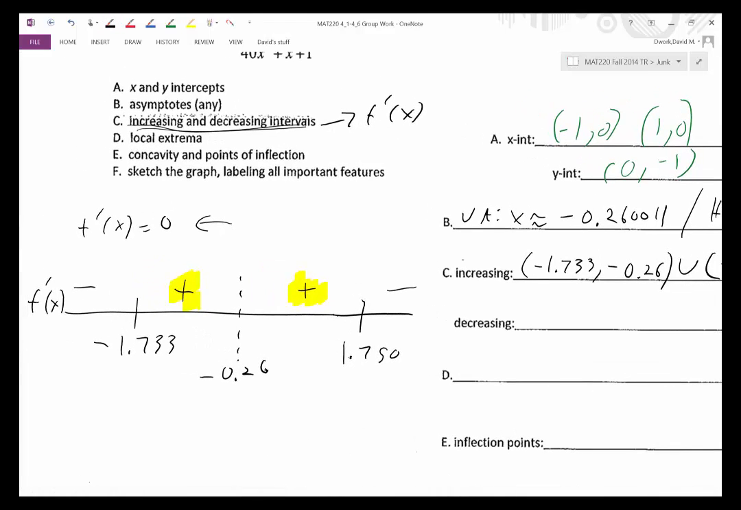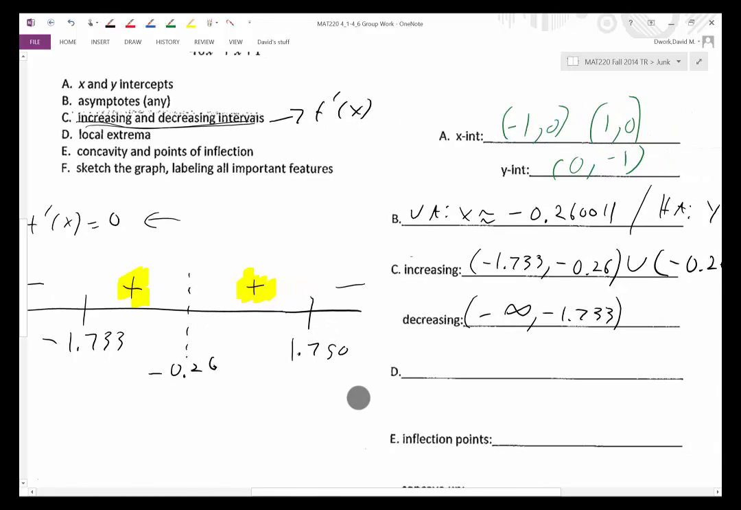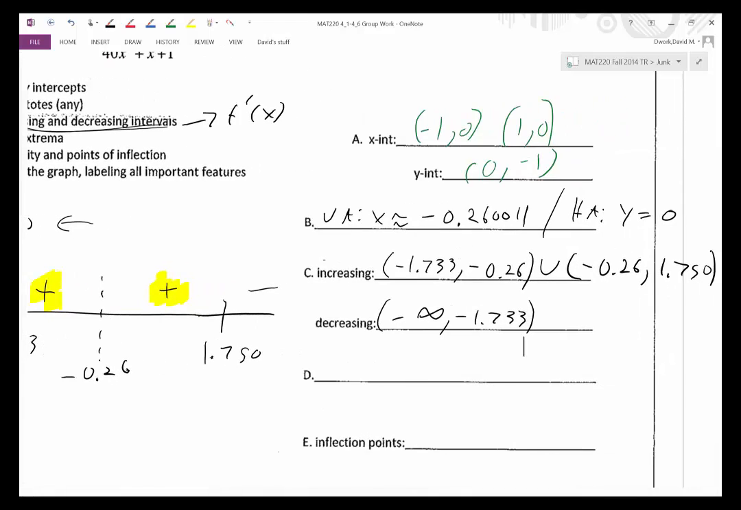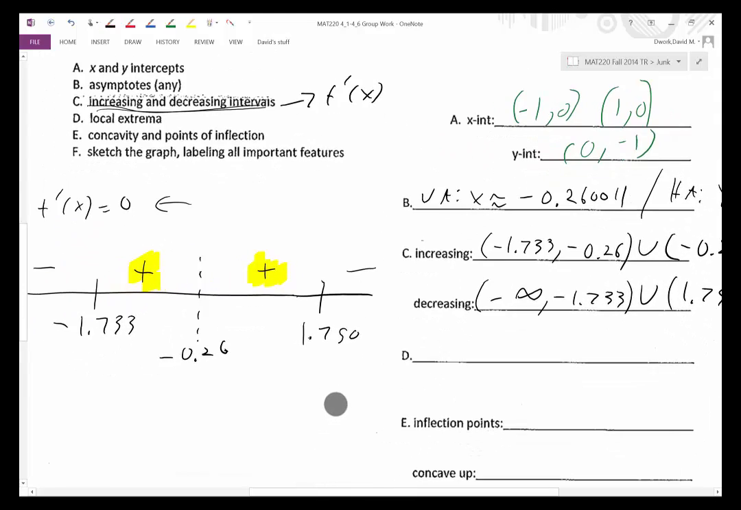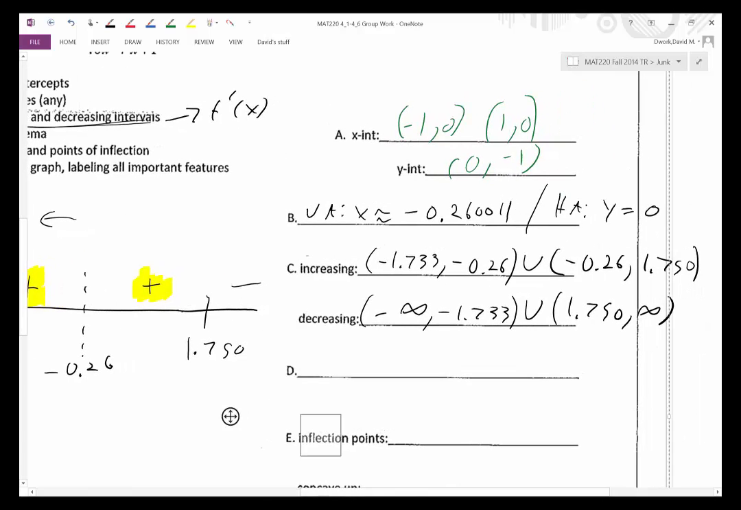Then similarly, same logic, decreasing. We have no bound to the left. There were no critical values, so therefore we know there were no maxes or mins or anything that would make us go from increasing to decreasing outside of here. So I just know from negative infinity up until negative 1.733, we are decreasing, and then we're also decreasing from 1.750 up till positive infinity. So that is how we get increasing and decreasing intervals using the graphing calculator.